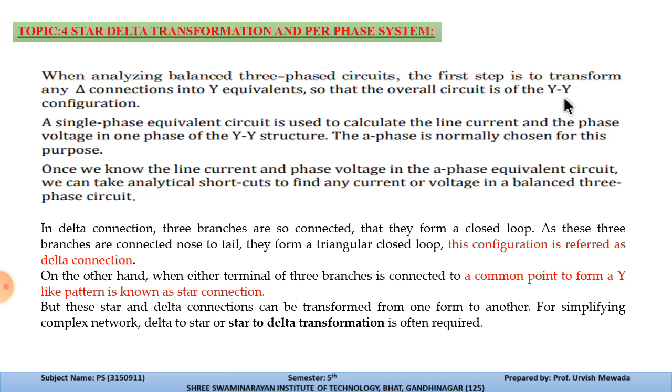So first of all, what do you mean by delta? Delta has three branches which are connected nose to tail, means starting point to ending point, and they form the triangular closed shape. So this configuration is referred to as the delta. And in case of star, one point is common and the other end of each branch is connected with the line. So the common point of a star-like pattern is known as the star connection.